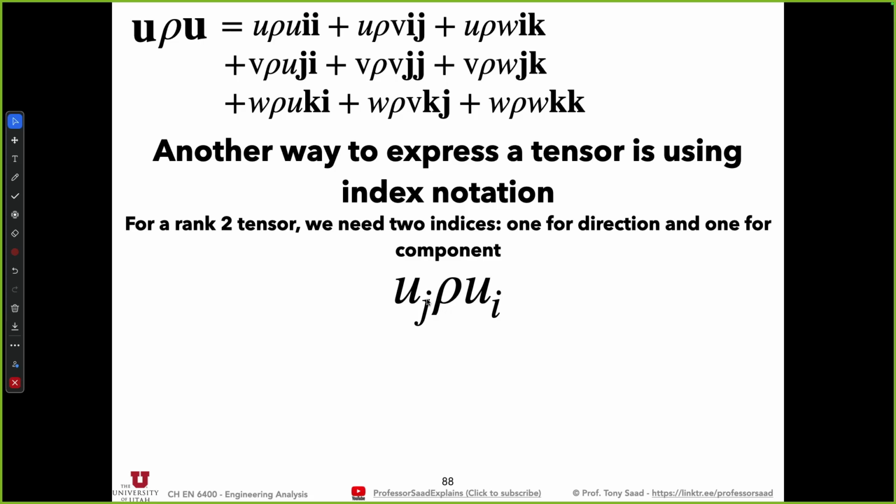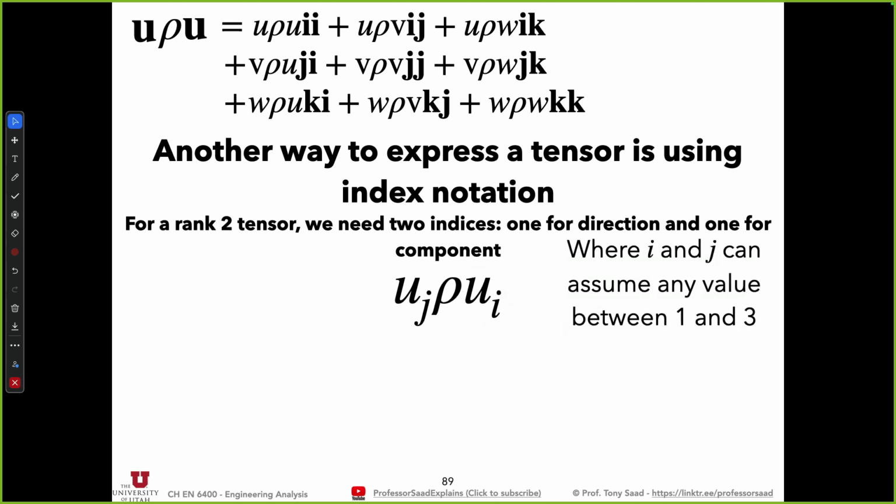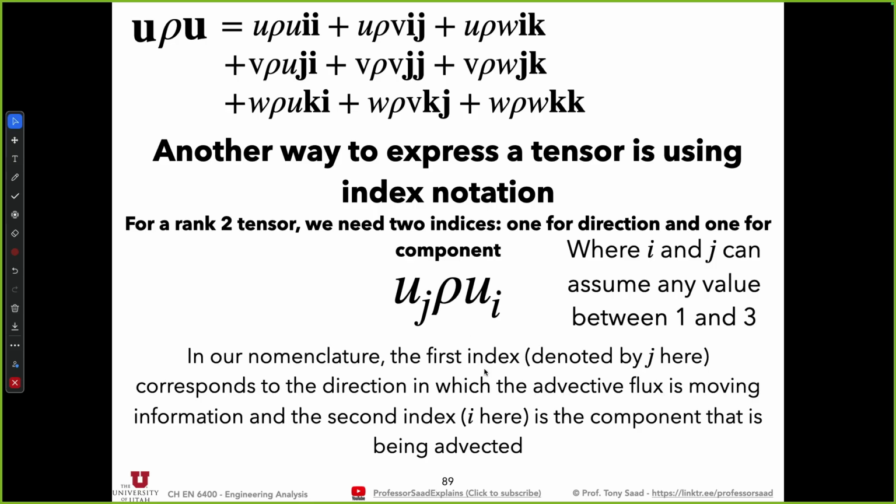V rho w is the advection of the z momentum component in the v direction, on the j direction. This is consistent with all of that. If you use words and you repeat it over and over again, this becomes stuck in your mind, okay? Now here I reinforce the idea that i and j can assume only any value between 1 and 3. And remember, 1 corresponds to things in X, 2 corresponds to things in Y, 3 corresponds to things in Z.